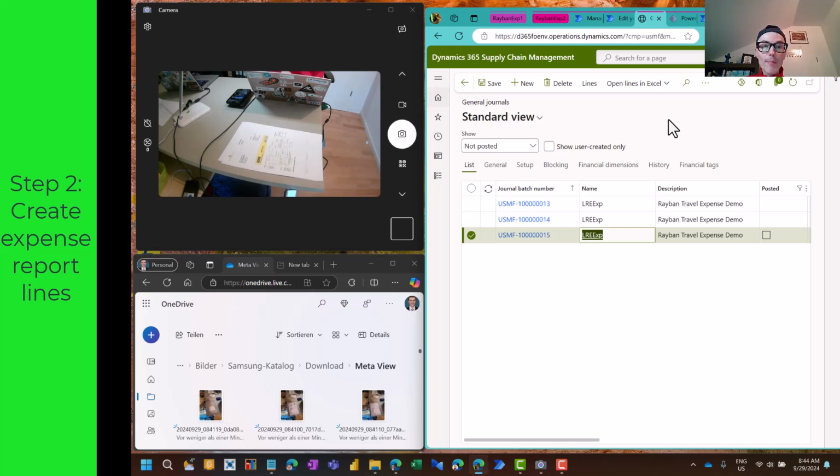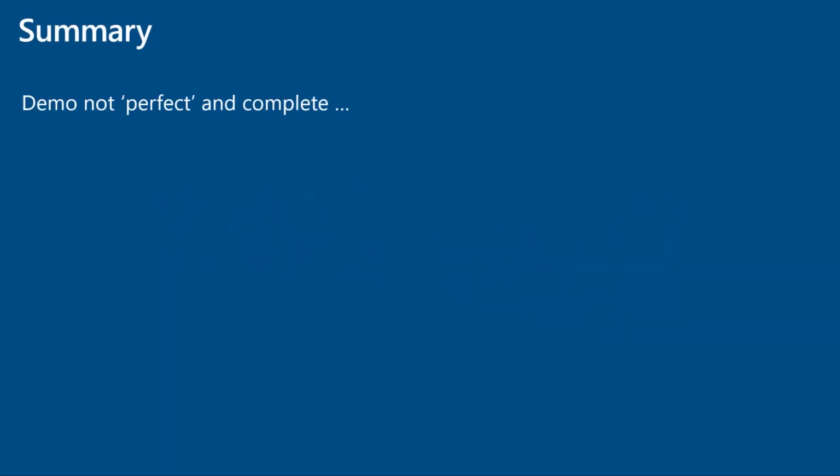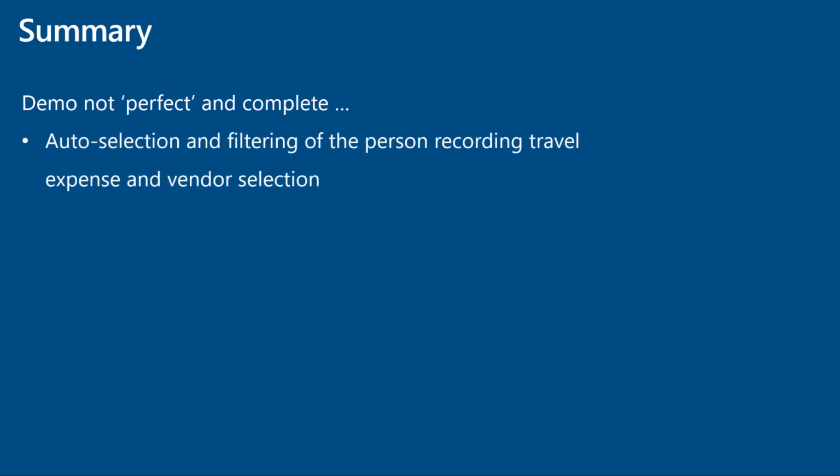Now let's go back to my PowerPoint for some closing remarks and a short summary. Okay, so after this short demonstration, here's a brief summary. The first thing, the demo that I showed you is of course not perfect and not complete. For example, I selected the vendor automatically based on my data that I insert. But you can filter them based on the vendors that you have set up in your ERP system or in a table or somewhere to make it more adjustable and flexible for you.